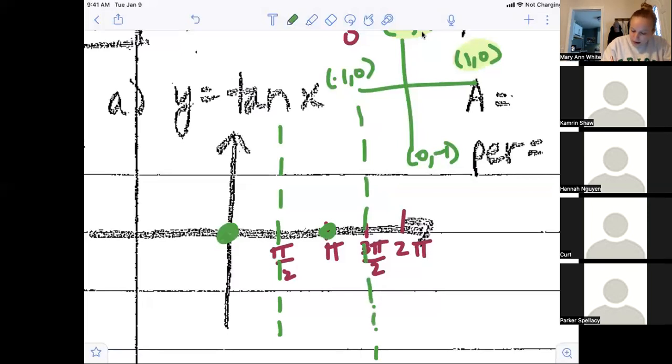And then at 2 pi, it's 0 over 1 again, which is still 0. So tangent has zeros at 0, pi, and 2 pi.